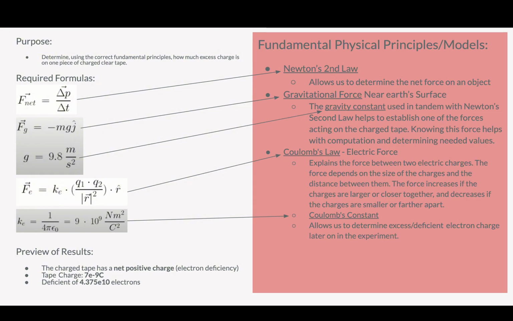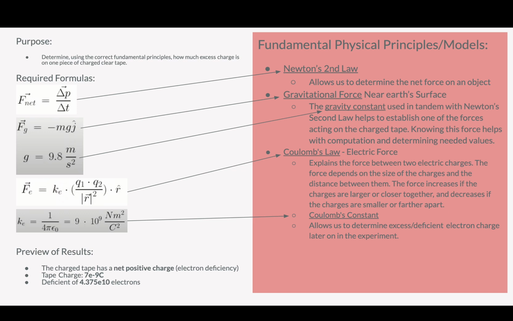The fundamental physical principles and models used in this lab are Newton's second law, the gravitational force on the Earth's surface, and Coulomb's law. Newton's second law allows us to determine the net force on an object using an equation derived from the equation for momentum. The gravity constant, which is used in tandem with Newton's second law, helps establish one of the forces acting on the charge tape. Knowing this force helps with computation and determining needed values.